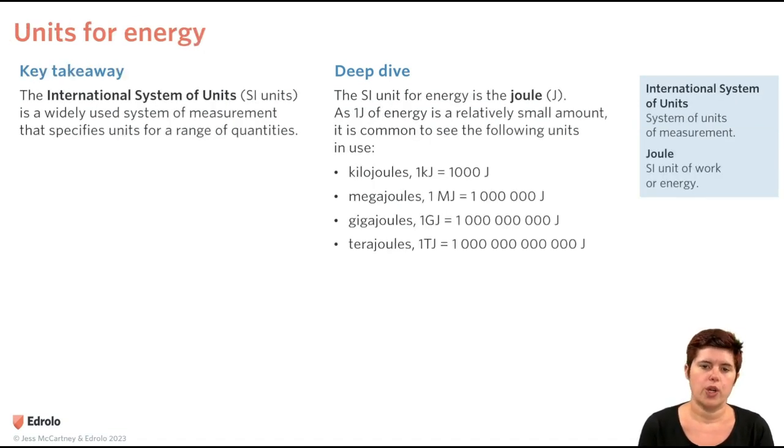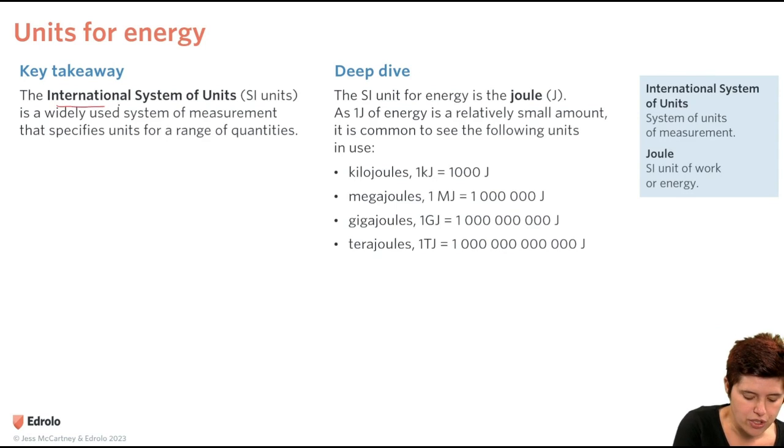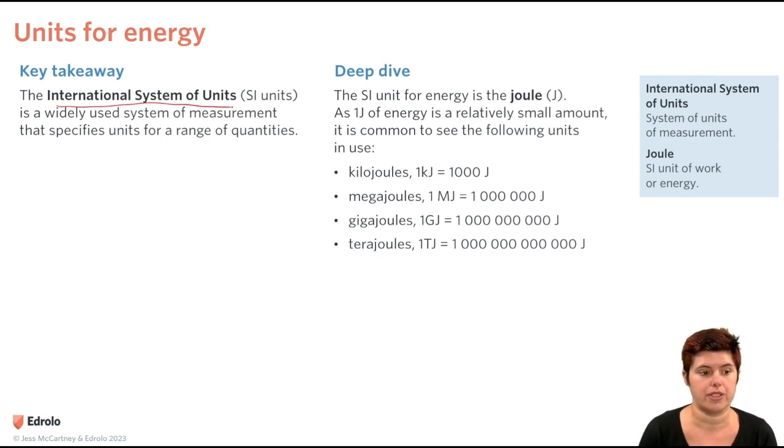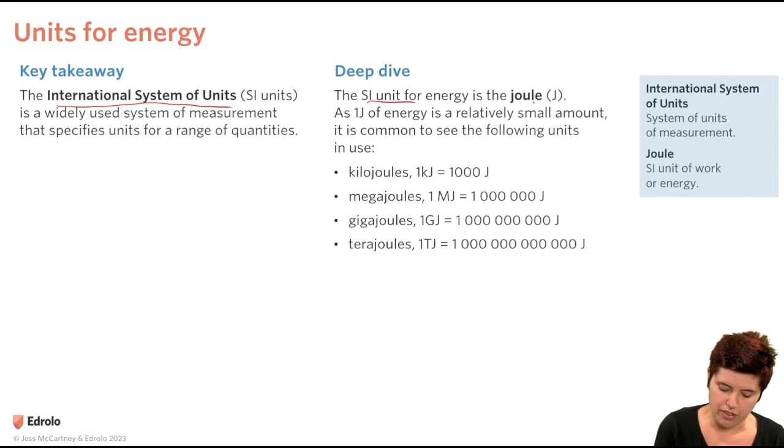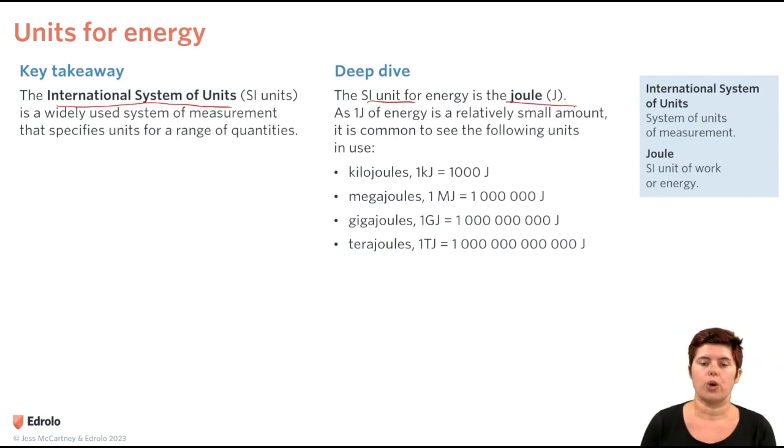So when we're looking at energy, we can look at energy in all different types of units. There is a system where chemists use units, and this is known as the International System of Units, or SI units. This is a widely used system of measurement that specifies a range of quantities. So this is used internationally. Everywhere around the world uses these types of units, and that means it's recognized in scientific journals all around the world. So when we're looking at energy, the SI unit for energy is joules. So this is what you will see a lot of the time.